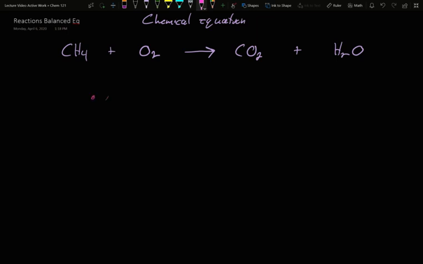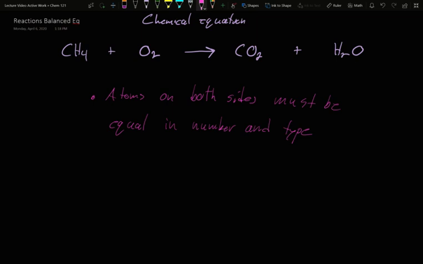So these atoms on both sides must be equal in number and type. Well, this raises a problem. Clearly, I don't have them being equal. How do we fix this?